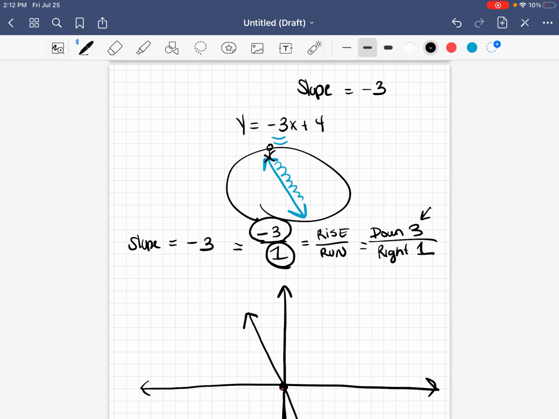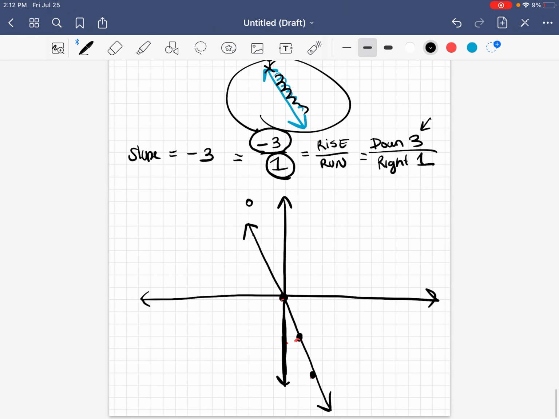A person who is starting on the left side and going downhill. If I draw my person on the left side of the line, remember this is the left side, this is the right side, if I draw my person on the left side of the hill, because this is a negative slope, I should be falling down the line, which I am.